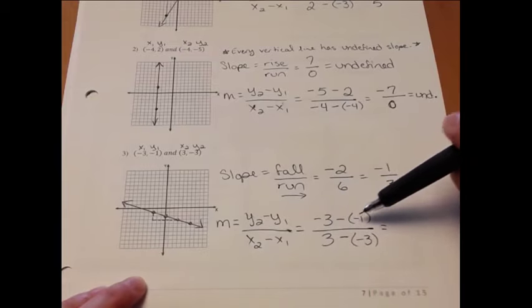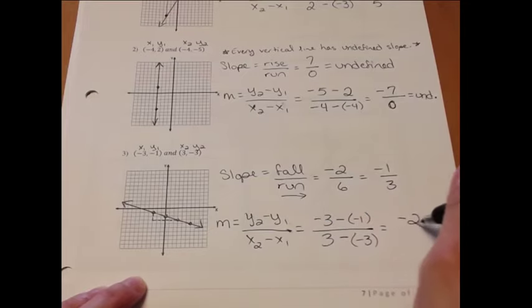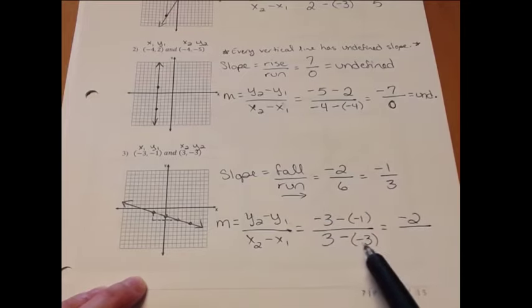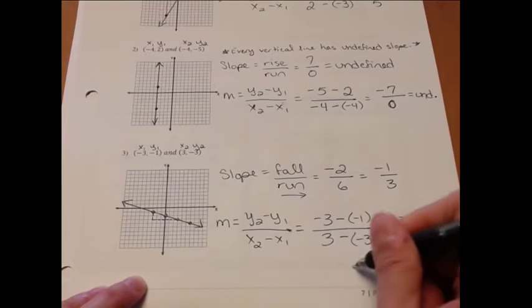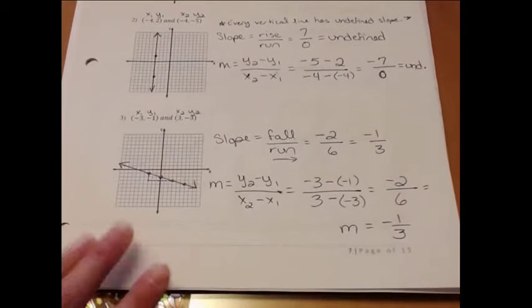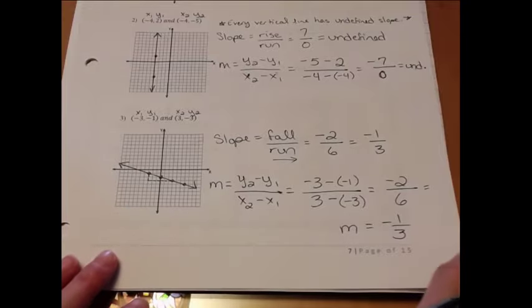-3 minus a -1 is the same as a -3 plus 1, which is -2. And then 3 minus a -3, or 3 plus 3, is 6. And same thing, we reduce. So our slope is a -1 over 3. We fall 1 and then run 3. Awesome job, guys. Very awesome. Let's turn the page and continue with this idea.